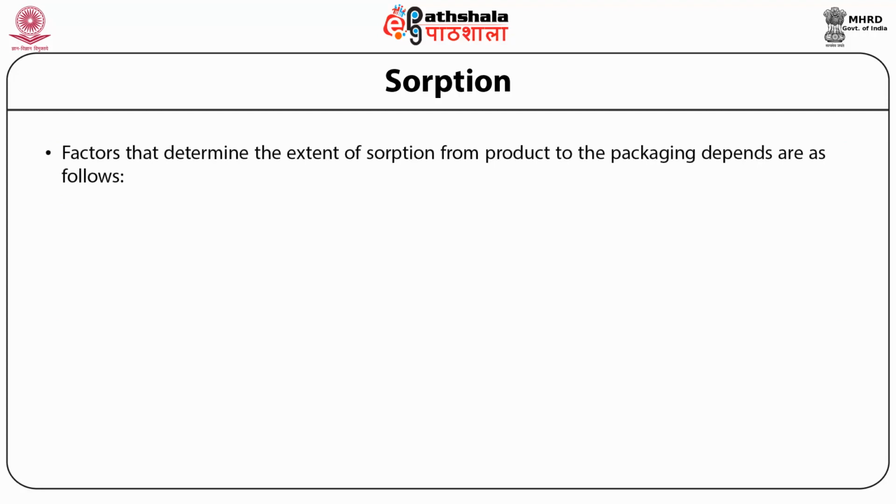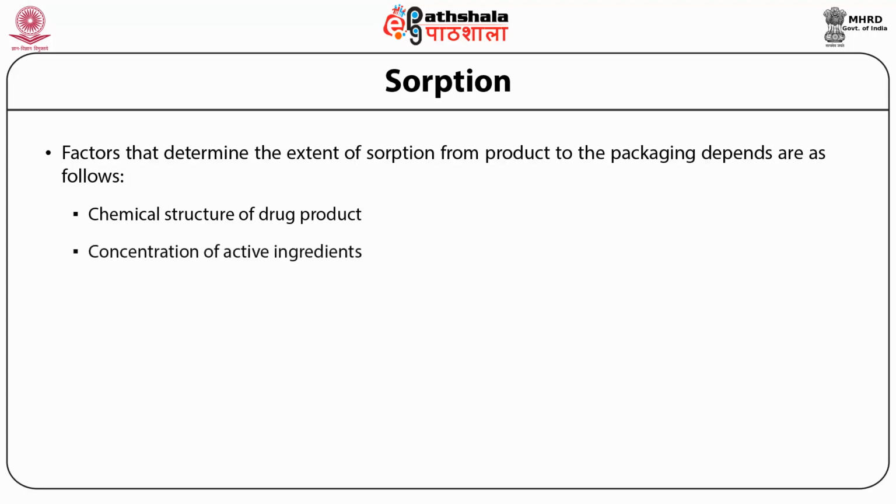What are the factors that determine the extent of the absorption from the product to the packaging? They are as follows. First one is the chemical structure of the drug product. One should be very careful, or one should know what the structure of the drug product is, and what active groups are present on that structure of the drug. Second is the concentration of the active ingredients, whether the product which we are going to store is a potent medicament or a normal drug.